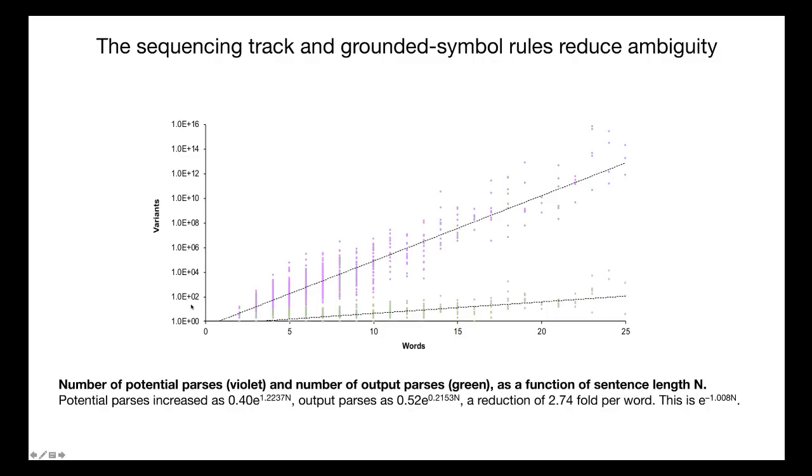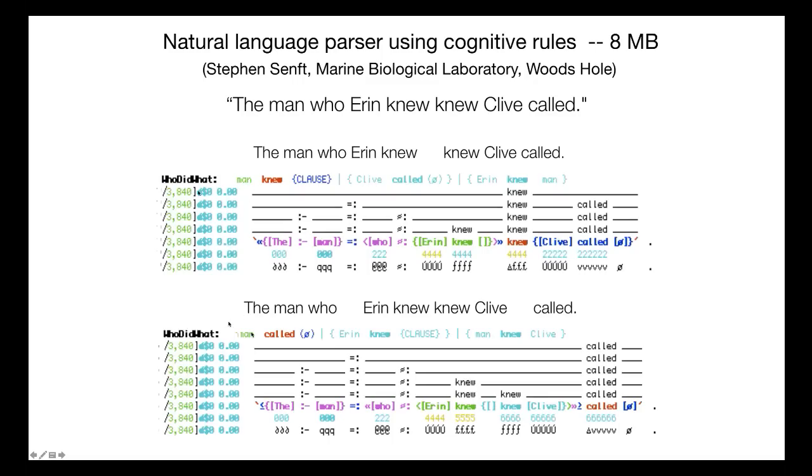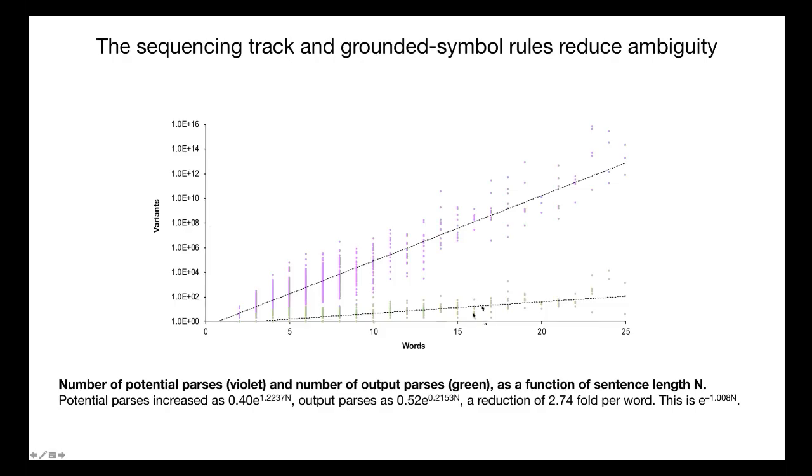Oh, I forgot to show you. Back here, it's saying that for the man who Aaron knew Clive called, it's saying that there are 3,800 potential parses, and it's pulled out two. Both of them are correct. So back here, so you've got 10 to the 7th potential parses, and you've dropped that down to about 10 parses here.